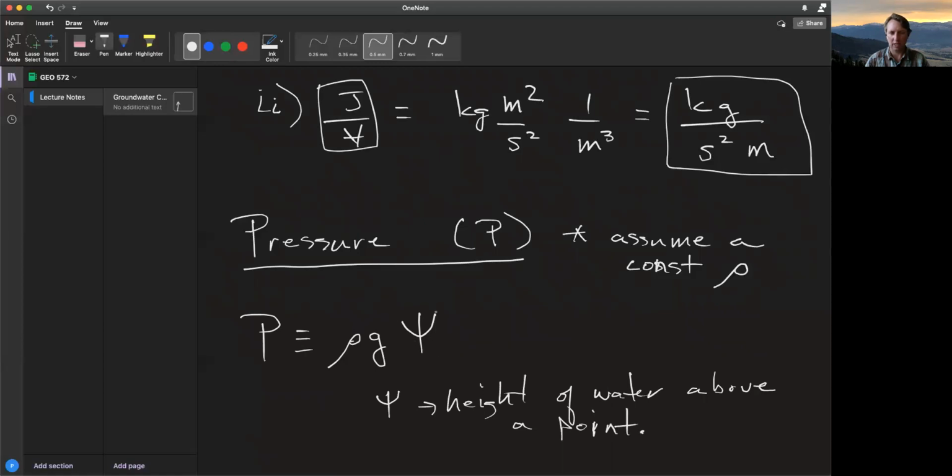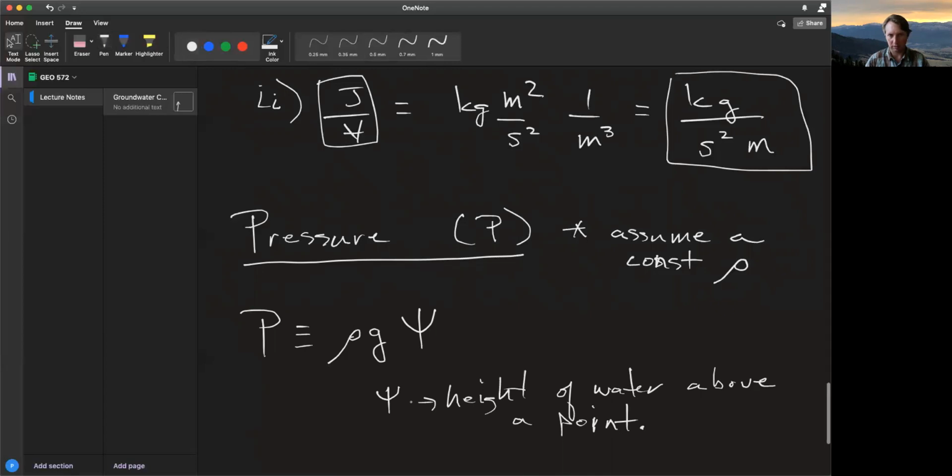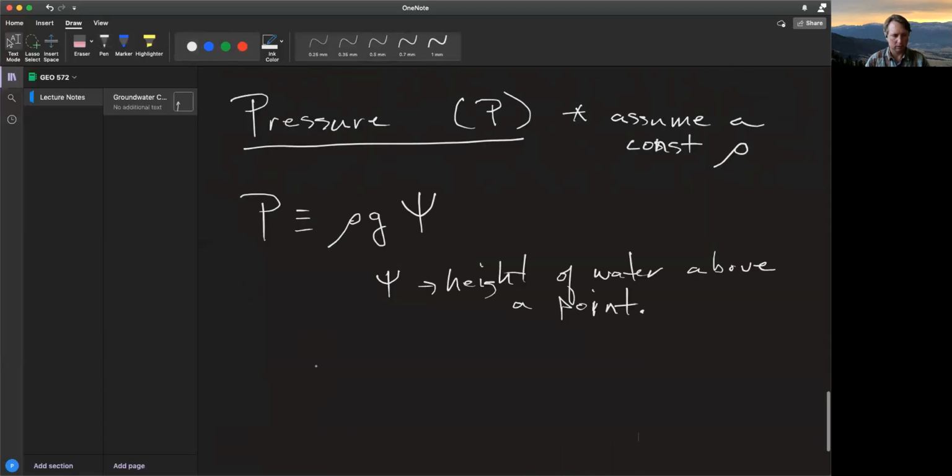All right, so psi is the height of the water column above our point where we're interested in measuring the pressure. And the pressure then is given by rho g psi. Well, let's just do our unit analysis here. And we see that this is equal to density, which is mass per unit volume, meters cubed. Gravity is acceleration, so meters per second squared. And this guy is meters.